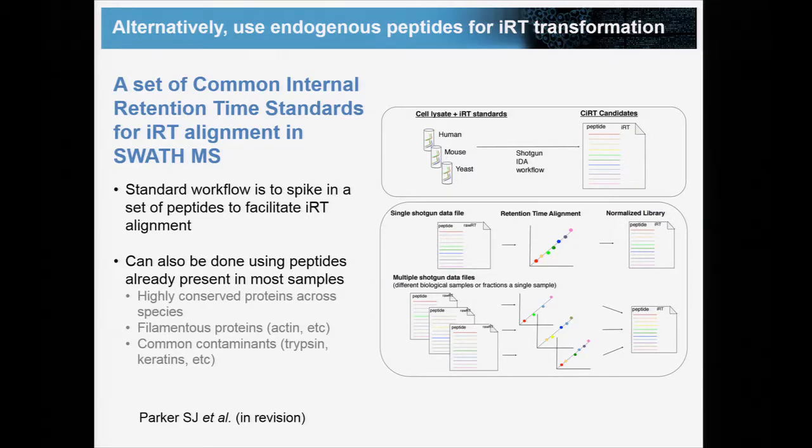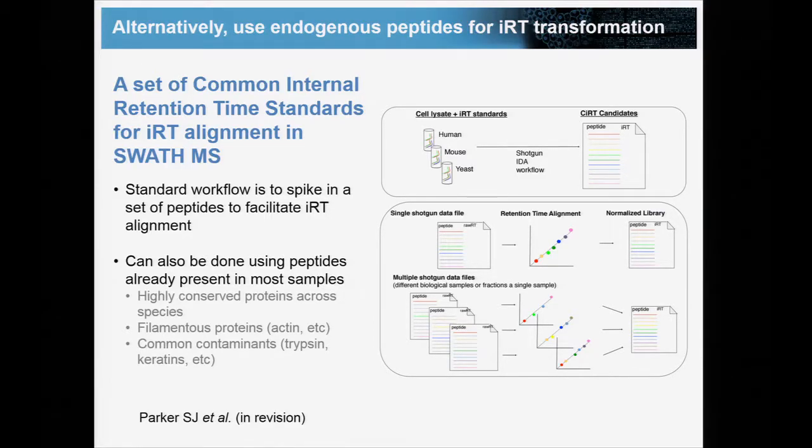And what she did was she looked in lots of protein databases of several different species. She looked for very highly conserved proteins that were very commonly observed in all mass spectrometry experiments that she could find. So these tend to be filamentous proteins like actin and stuff, and also trypsin and keratins, common contaminants that you would expect. And she basically tried to find sets of peptides that she could find in every file.